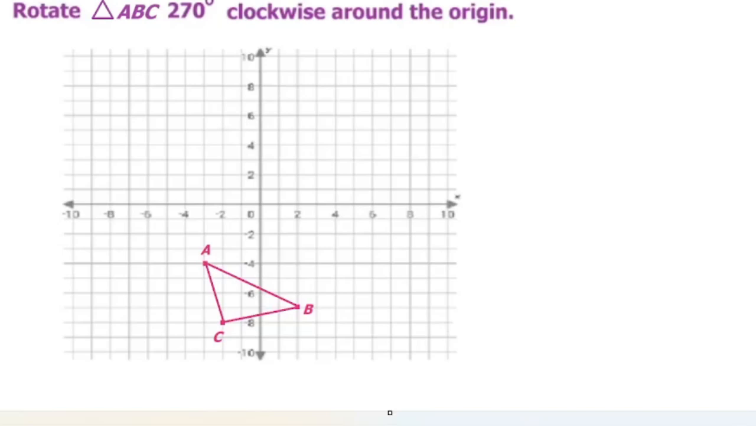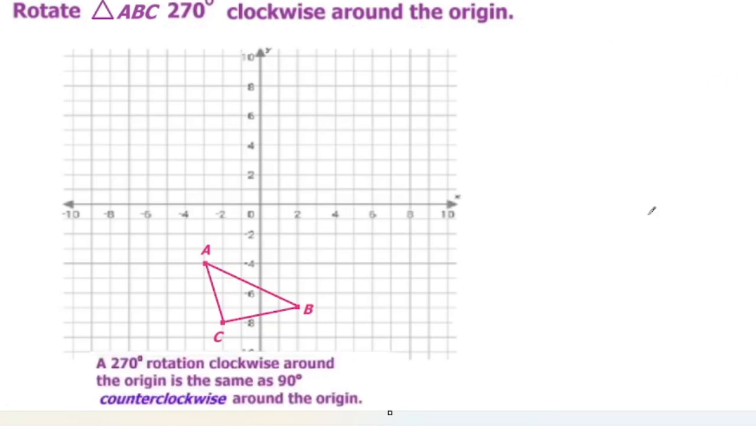In today's video, I'm going to teach you how to rotate something clockwise around the origin. So if we have a problem like this that says rotate triangle ABC 270 degrees clockwise around the origin, you're going to want to listen to all the tricks that are involved with this.